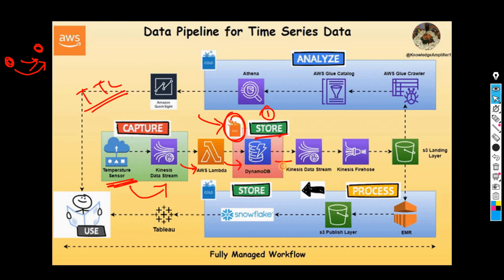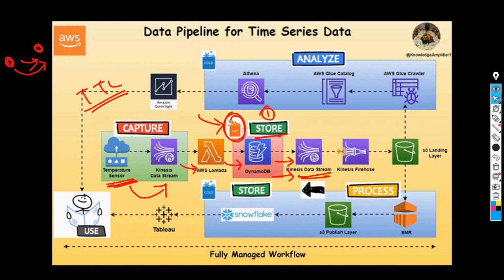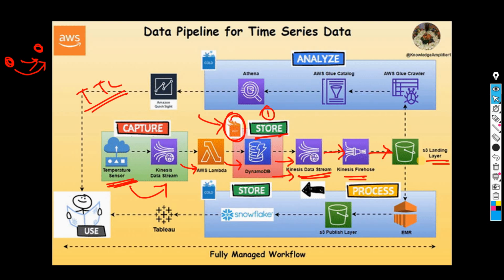Now from hot storage, when the data is getting deleted, using DynamoDB Streams we can quickly catch that in Kinesis Data Stream. And from there, we can share that data to Firehose, and Firehose can flush that data in partition format in our S3 data lake.